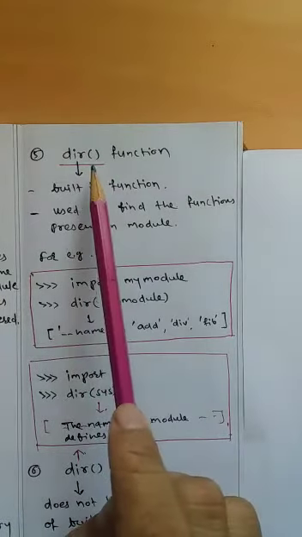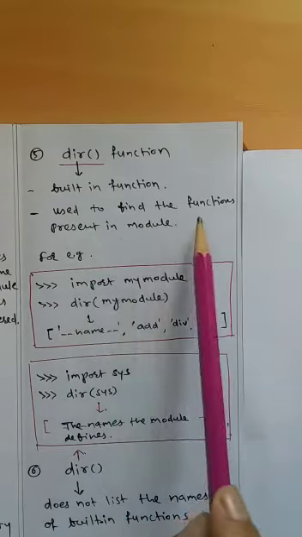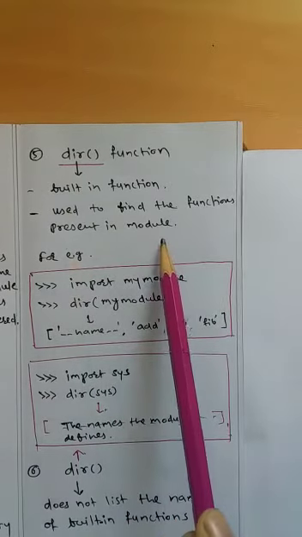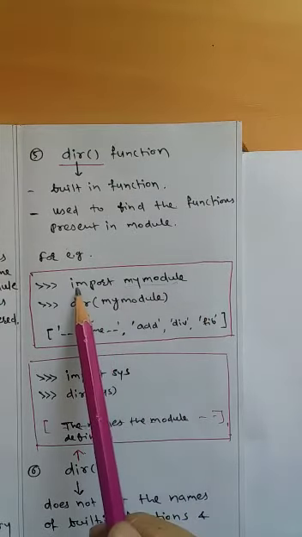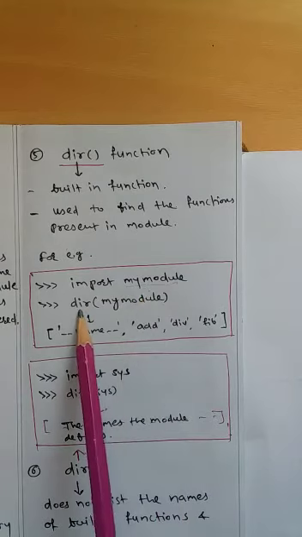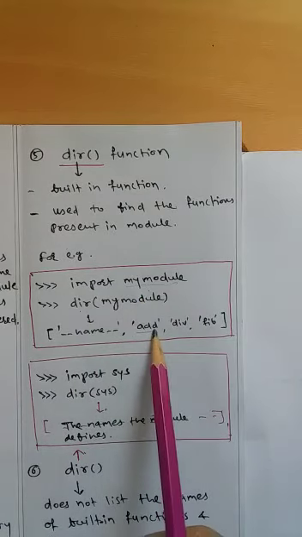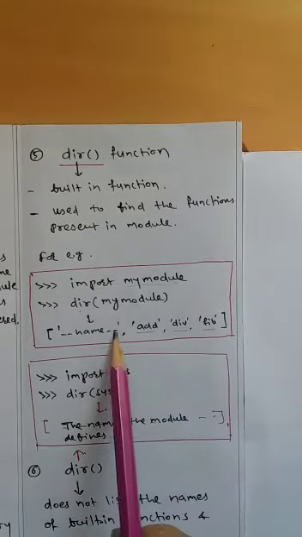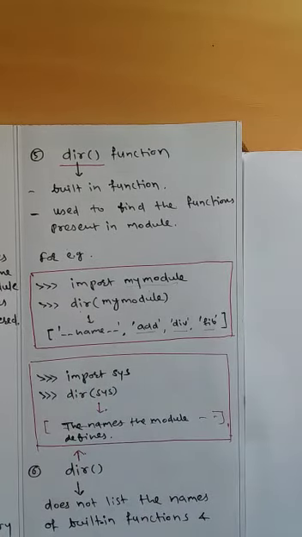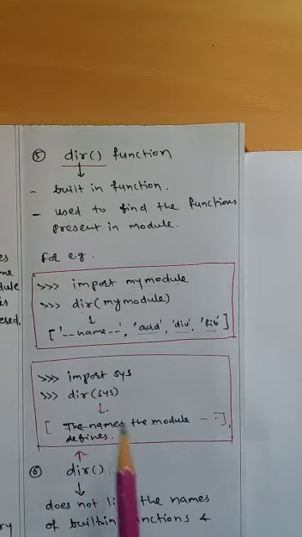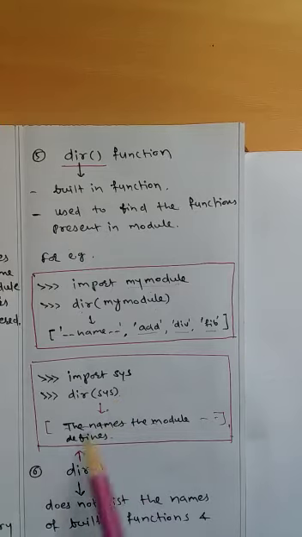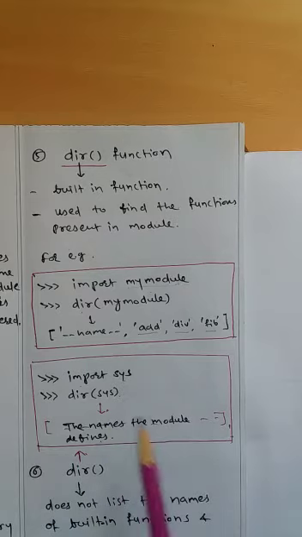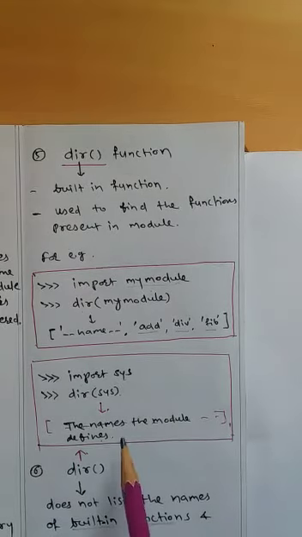We have one built-in function, dir. This function is used to find the names present in a module. For example, we know that in our my module we have 3 functions. So if you write import my module and then check the dir of my module, you will get add, div and fib functions along with a name variable. Now for another system module, import sys, dir of sys. It will display only the names in the module, but it will not give you the built-in functions present in the module.